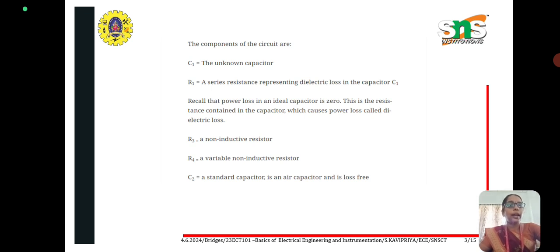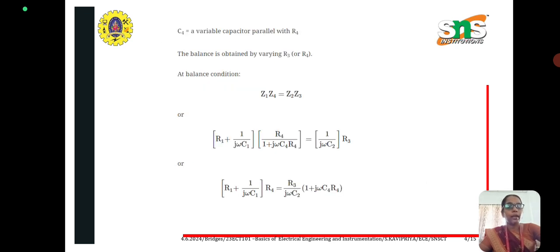The components are: C1 is an unknown capacitor and R1 is a series resistance connected in series with the capacitor C1, R3 is a non-inductive resistor, R4 is a variable non-inductive resistor, and C2 is a standard capacitor, an air capacitor, which is loss free. C4 is a variable capacitor which is connected in parallel with the resistor R4.